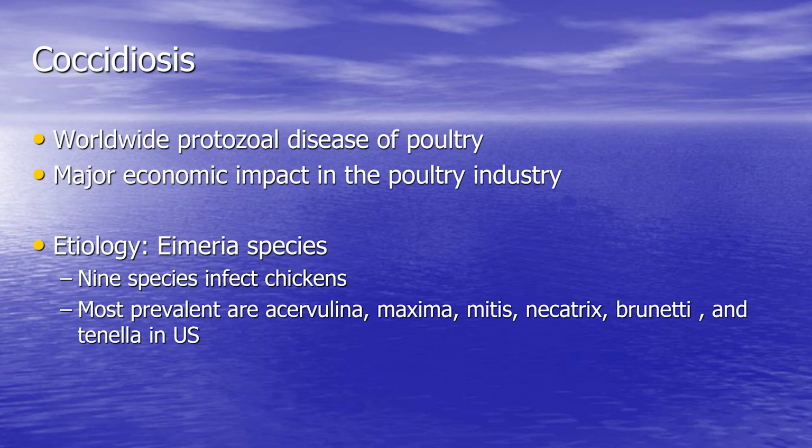Coccidiosis. This one is a protozoal disease, and it's seen in poultry. It is a major economic impact in the poultry industry, and it's caused by the protozoan, by one of the Eimeria species. There are 9 species that infect chickens. I've listed the ones that are most prevalent in the United States, which are Acervulina, Maxima, Mitis, Necatrix, Brunetti, and Tenella. It may be different in different countries. I'm sure it is.